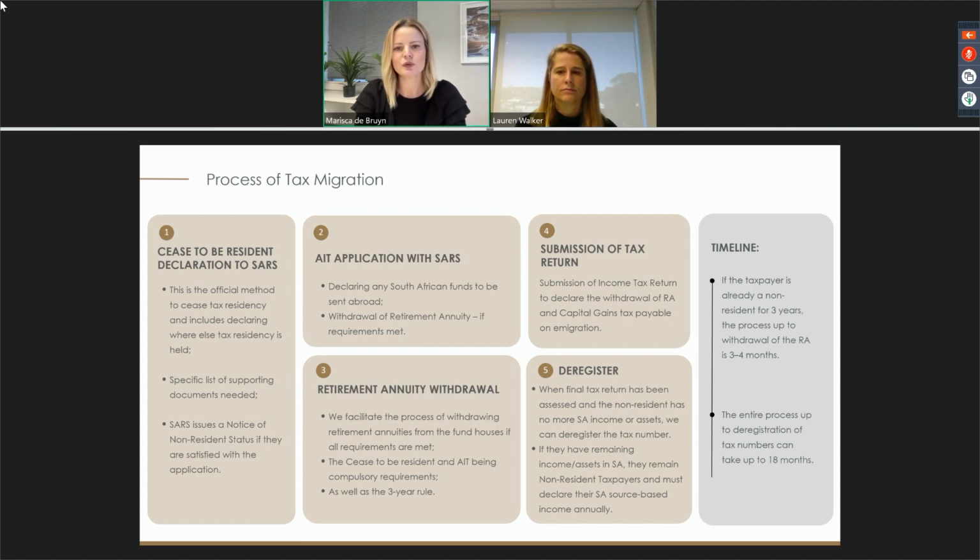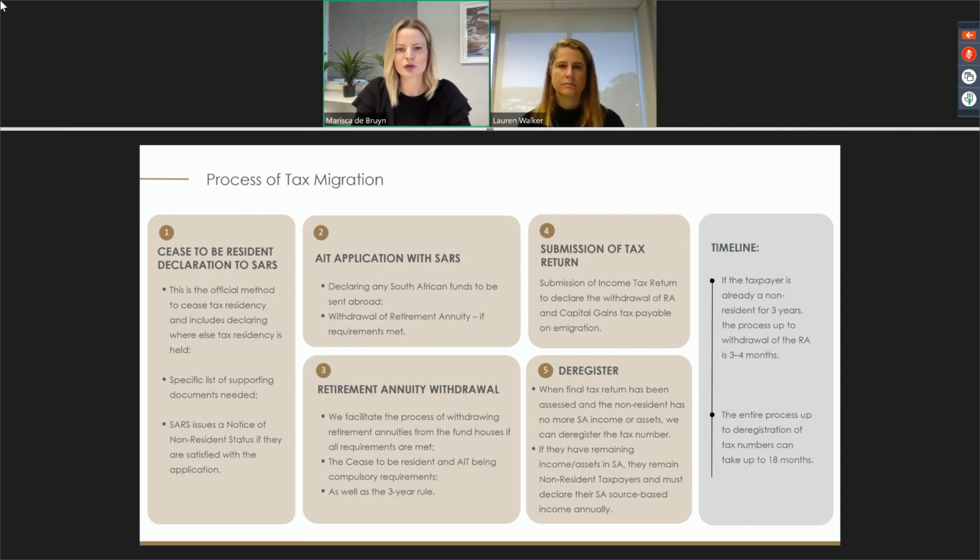Then we would always have to wait for tax season to open. So that can sometimes be next year, or if they've withdrawn it early this year, it could still be this year. But then we'll have to wait for that tax season to open. And then once that return has been assessed, we can deregister. So that entire process can take up to 18 months.